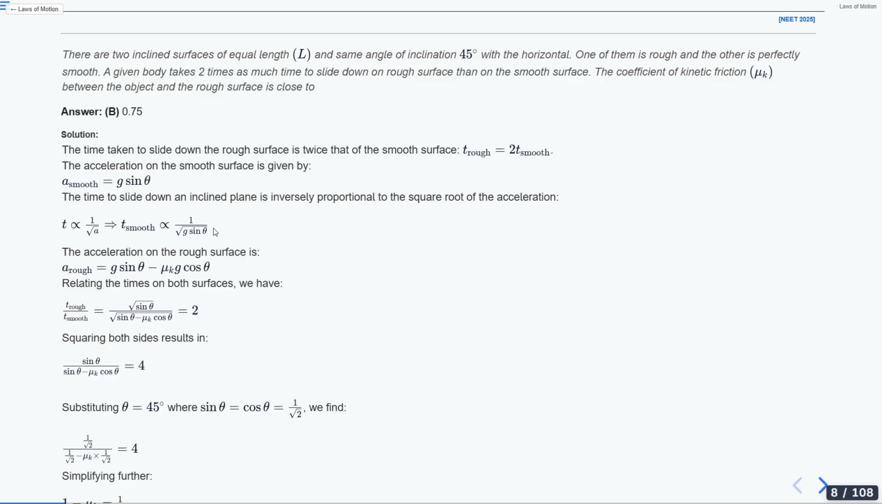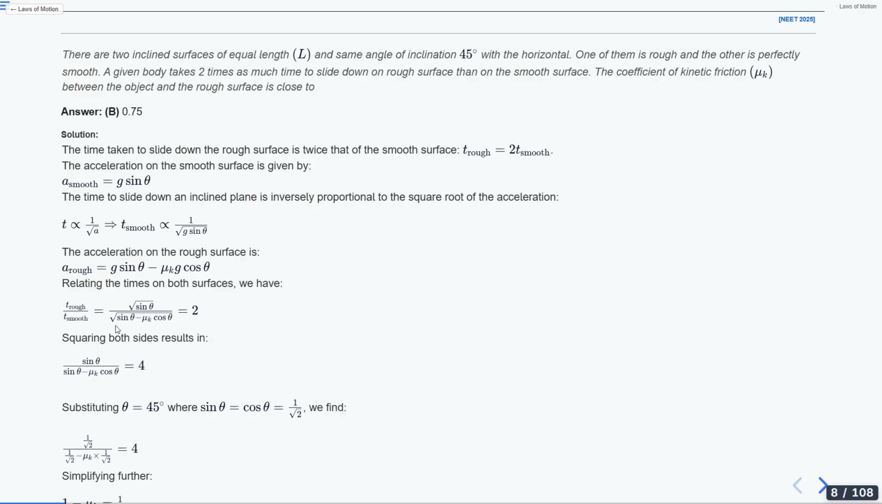Okay, frictional force is mu times normal reaction. Normal reaction will be mg cos theta. m and m will cancel out, so it will be mu_k g cos theta. It's the kinetic friction coefficient. Relating the two, we will find the time for the smooth surface and the time for the rough surface, so we will divide time for the rough by time for the smooth.